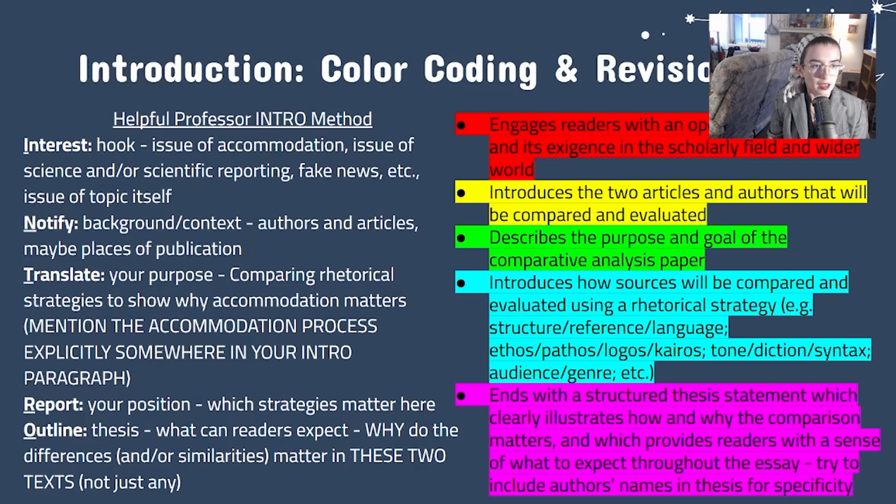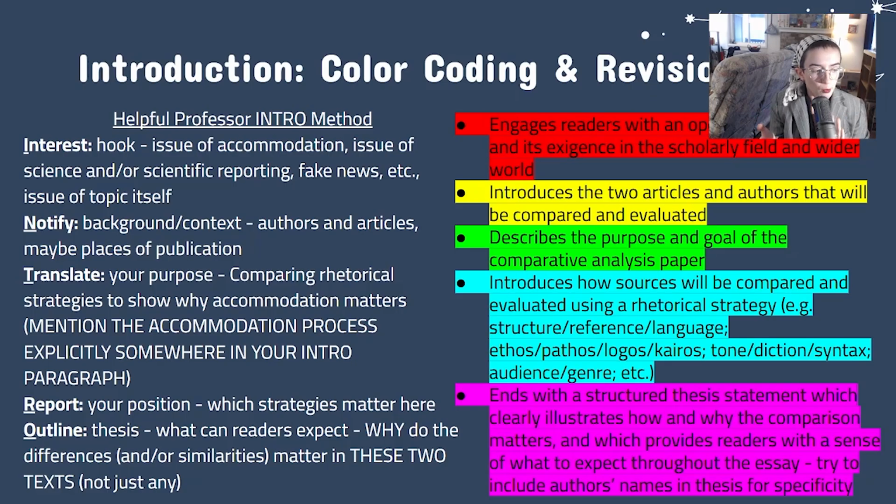It's pretty standard. Notify has to do with notifying the reader about what it is that you're writing about, giving them some of the background context. In this case, because you're comparing two articles, you're going to want to introduce those articles, explain who wrote them, where they were published, and how they relate to each other.